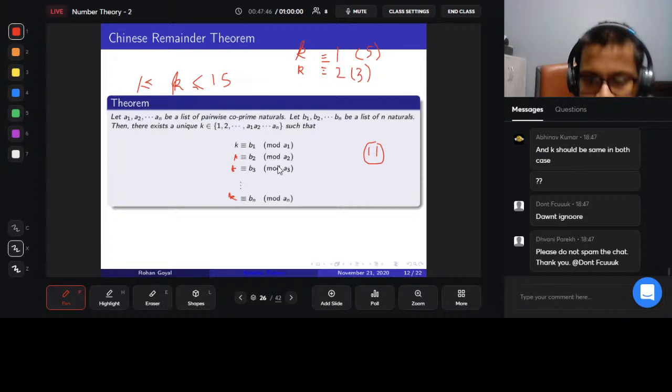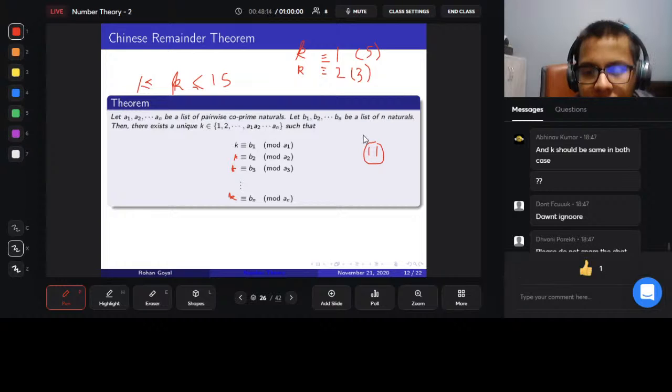So these are the congruences. If you can satisfy these congruences, you'll be fine. So that's what you're saying. We can find such a number that satisfies all these congruences. Is that okay? If you understand the statement, please give a thumbs up, or if you're confused, please do a confused emoji.